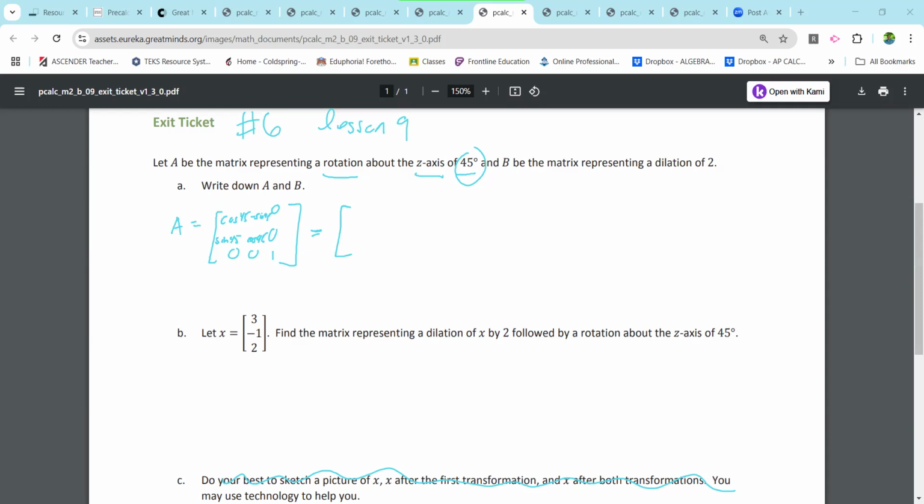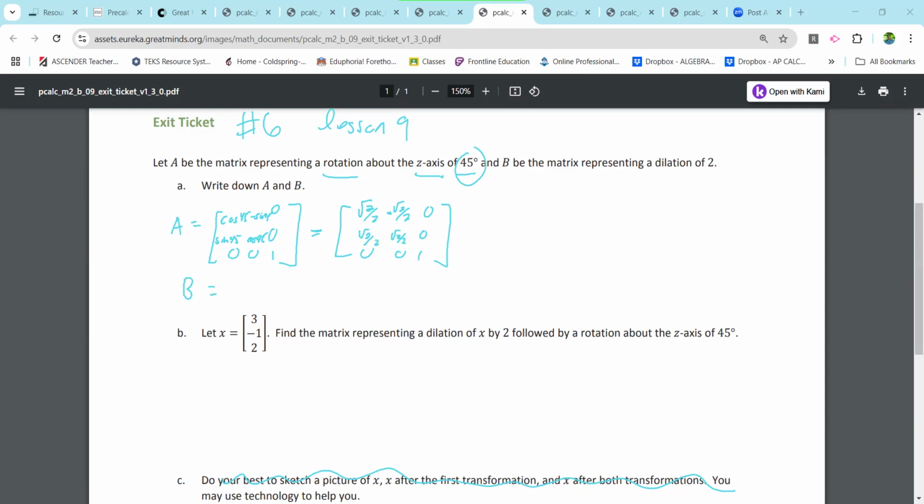So it ends up being the square root of 2 over 2, square root of 2 over 2, 0. Oh, sorry, that's a negative. Why is this one a negative? It's part of the formula. So square root of 2 over 2, square root of 2 over 2, 0, 0, 0, 1. Questions? All right.